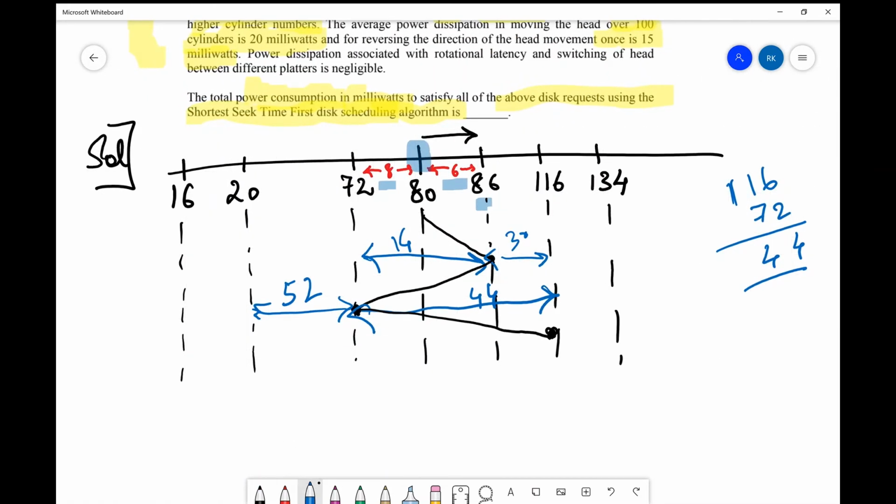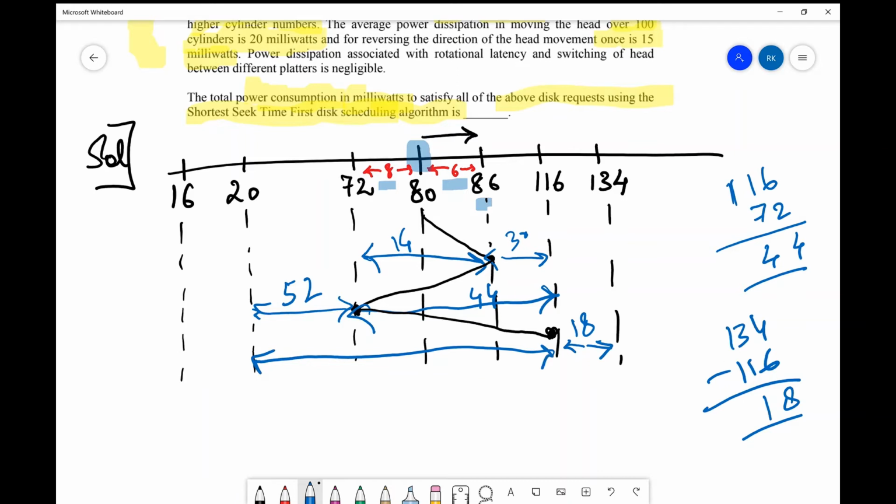Then again we check the distance. We check the distance over here, which is what? 134 minus 116, which is 18. And the distance between 116 and the next request that needs to be served is 20, which is far more than 18. So 116 minus 20 is 94. So obviously we're going to serve the request over here on the right hand side, which is this one, 134.